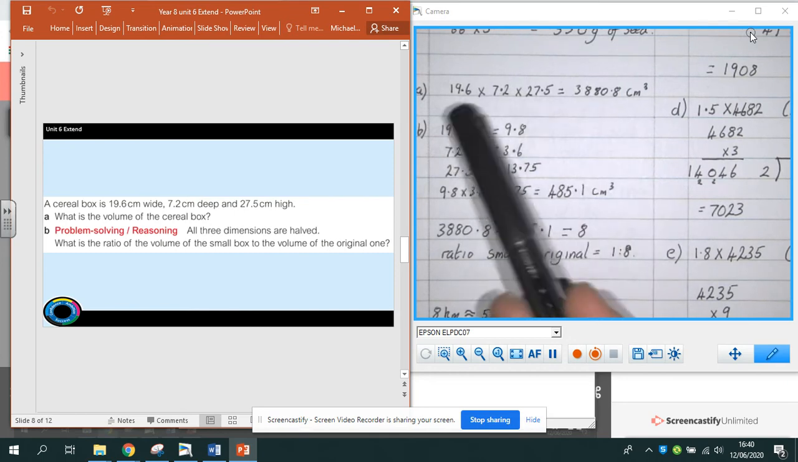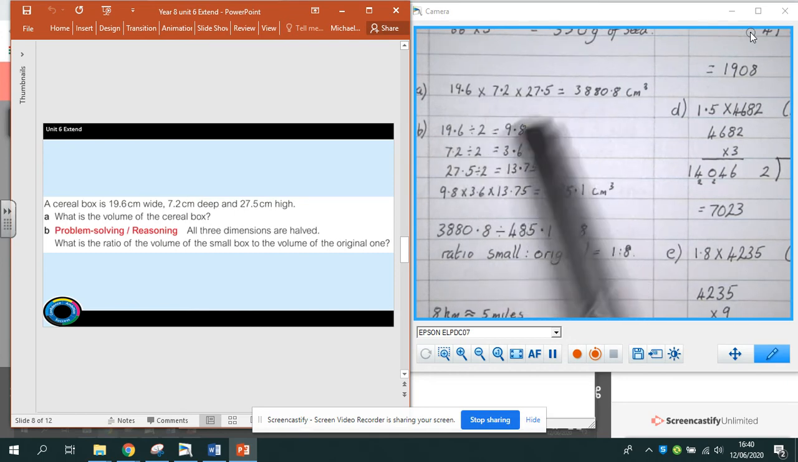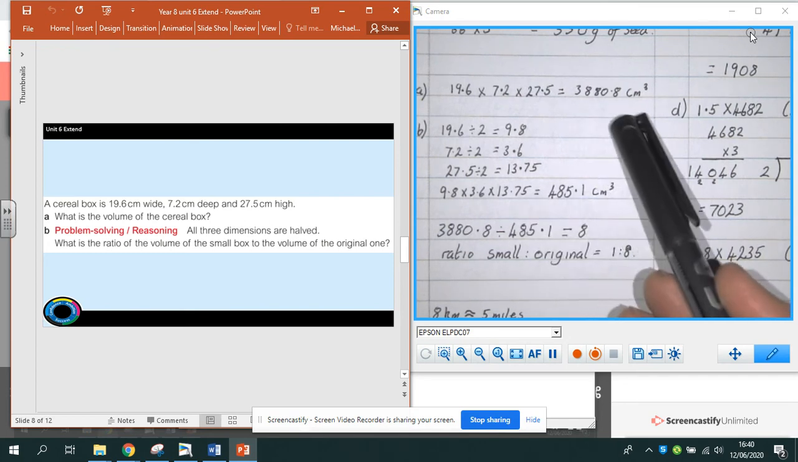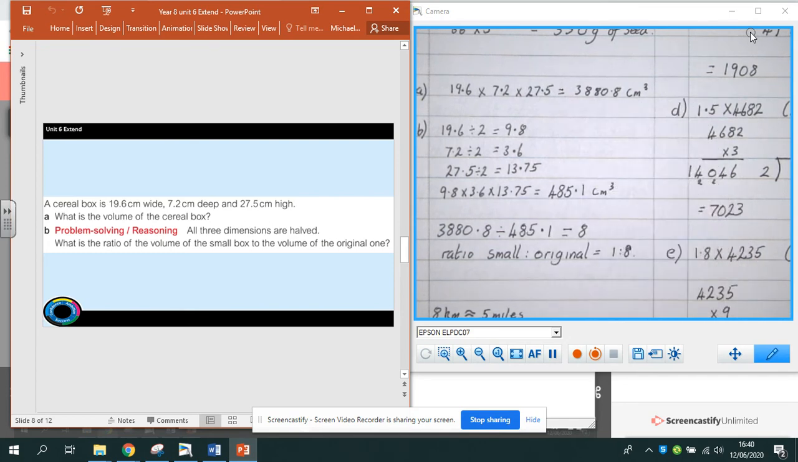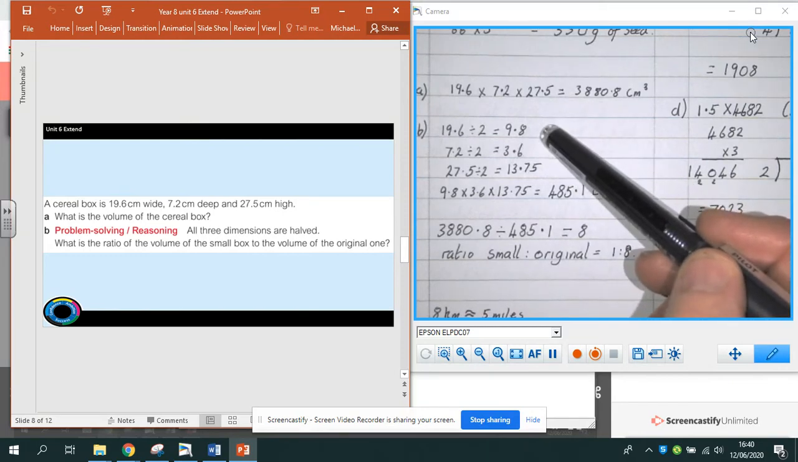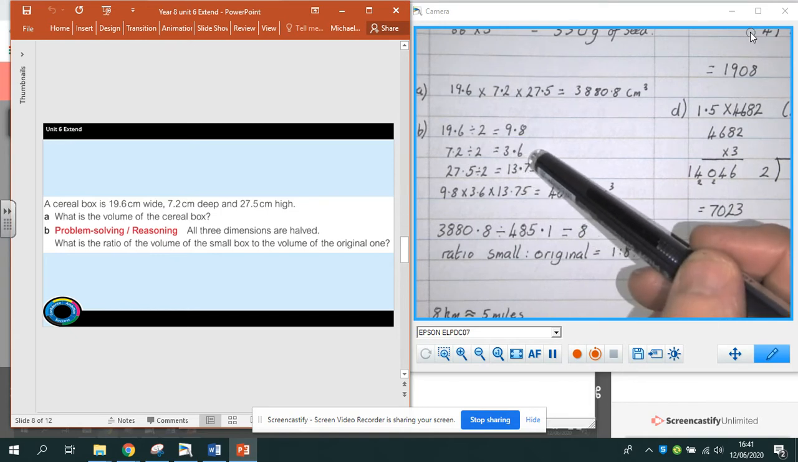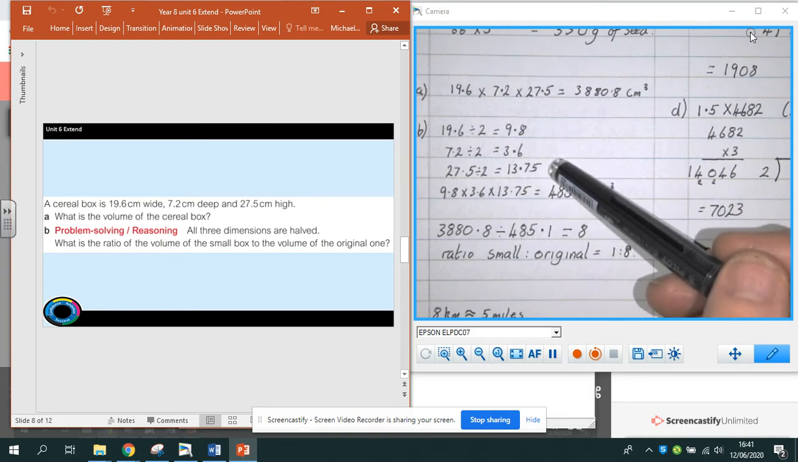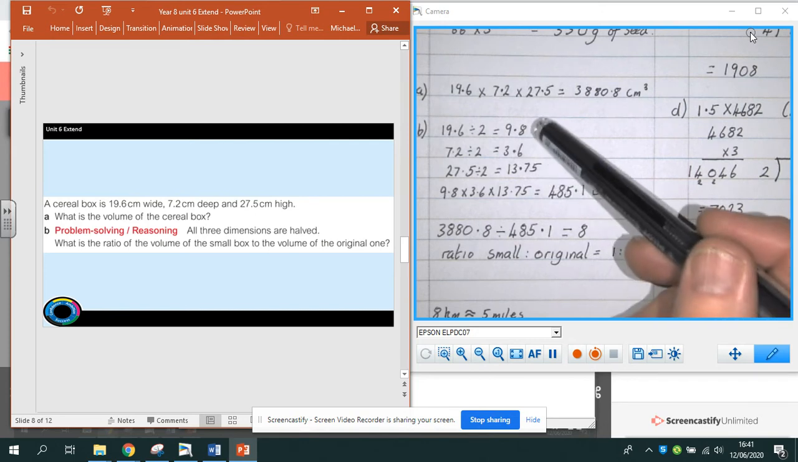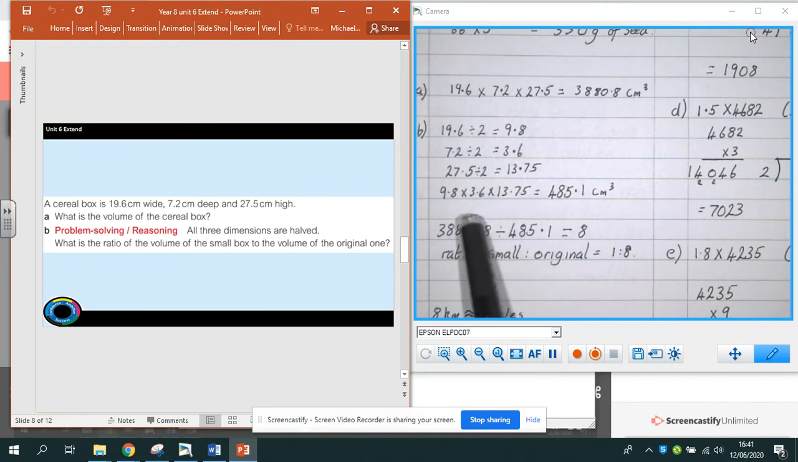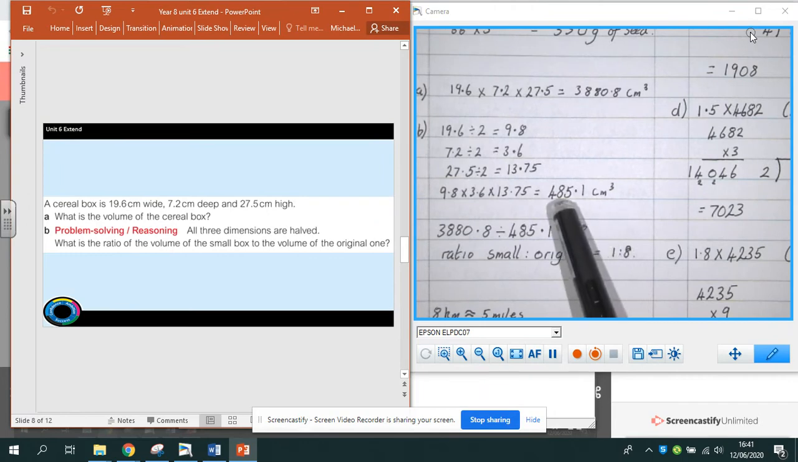So we start by multiplying 19.6 by 7.2 by 27.5, which gives us 3,880.8 cubic centimetres. That's the volume of the large box. Now each of the dimensions are halved. So 19.6 divided by 2 gives us 9.8. 7.2 divided by 2 gives us 3.6. And 27.5 divided by 2 gives us 13.75. So that's halving each of the dimensions. Then we multiply them together, 9.8 by 3.6 by 13.75, and that gives us a volume of 485.1 cubic centimetres.